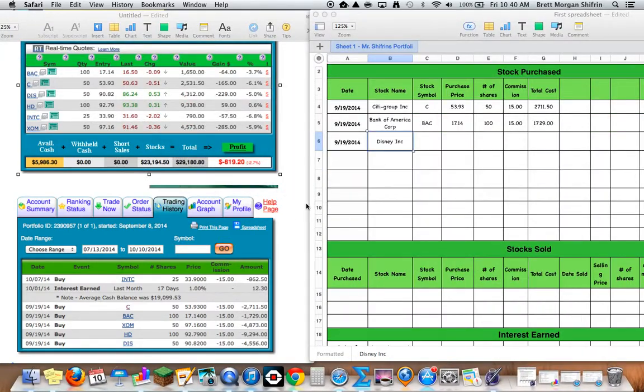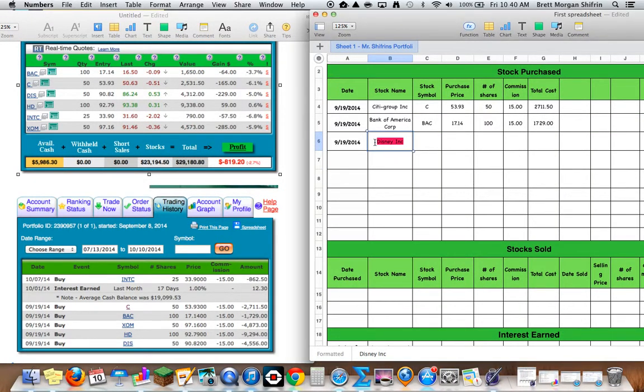All right, so I'm going to fix that. The Walt Disney Company. And its symbol is DIS. And I bought that for $90.82. I bought 50 shares, and I paid a $15 commission. I could type in the equation, right? The cost is the purchase price times the number of shares plus the commission. Or I could have just dragged it down.